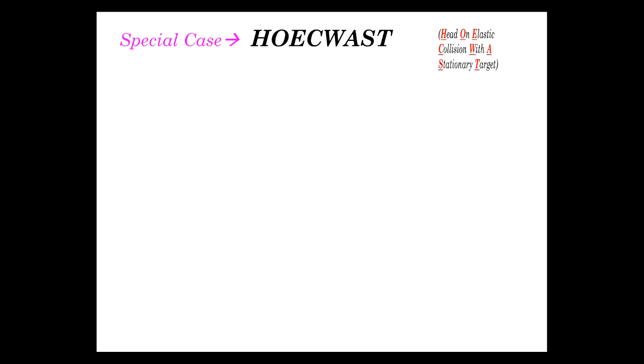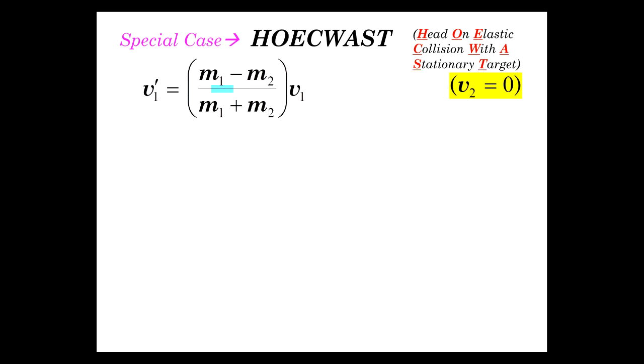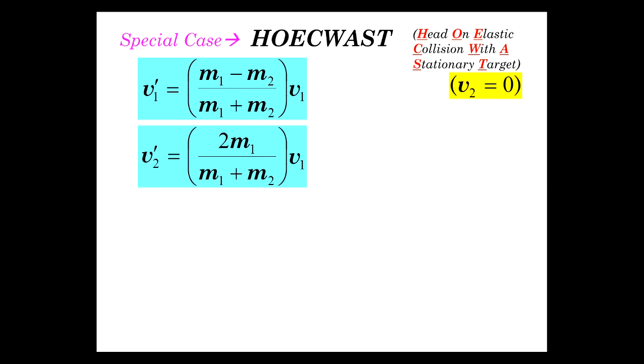Let's consider a special case of an elastic collision. This special case is going to be a much simpler one. It's called the head-on elastic collision with a stationary target. So this is perhaps a complement to the head-on inelastic collision with a stationary target we addressed earlier. But this is elastic, and then V2 is equal to 0. That'll simplify our expressions for V1 prime and V2 prime. They now look like this. There's V1 prime, and here's V2 prime.